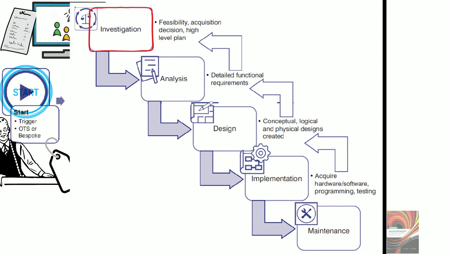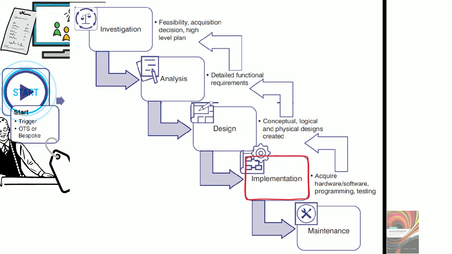The systems investigation or initiation stage asks, what system do we need and why? Next, systems analysis seeks to answer what the system should do. During this stage, all of the requirements of the system are gathered and documented. The analysis stage then feeds into the design stage, where the requirements for the hardware, software, networks, data resources, and people can be determined and developed.